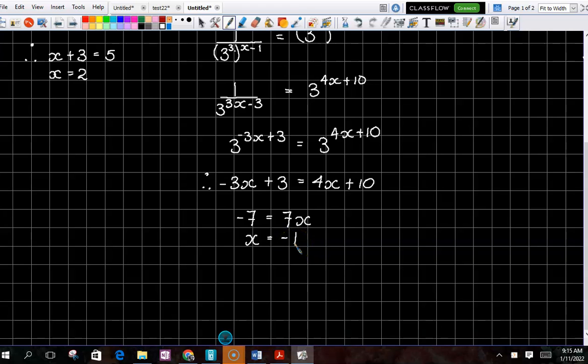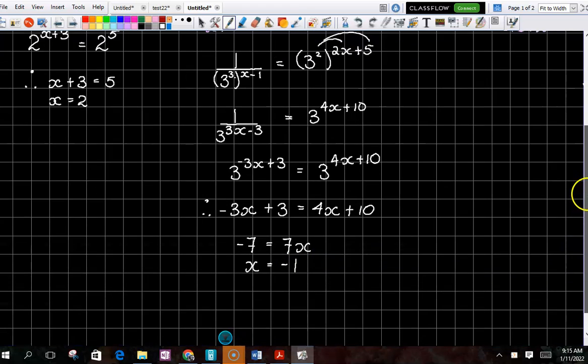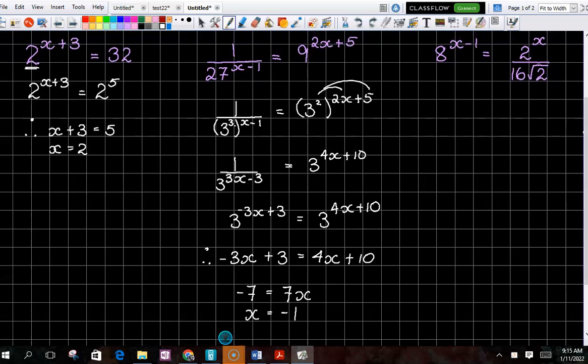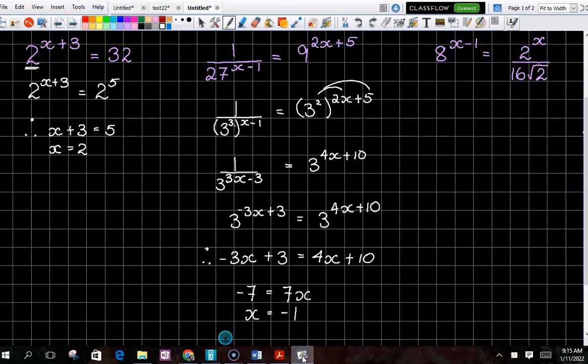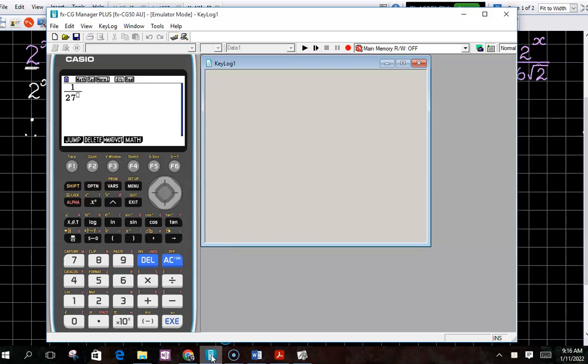Now if you're a good mathematician, you want to make sure that this is actually correct. So all we have to do is go back up to our original. We can grab our calculator. We're going to type in 1 over 27 to the, let's go back and have a look, what was it? x take 1. So our x is minus 1, so that's going to be minus 1 take 1, equals. Now we're going to do the right hand side.